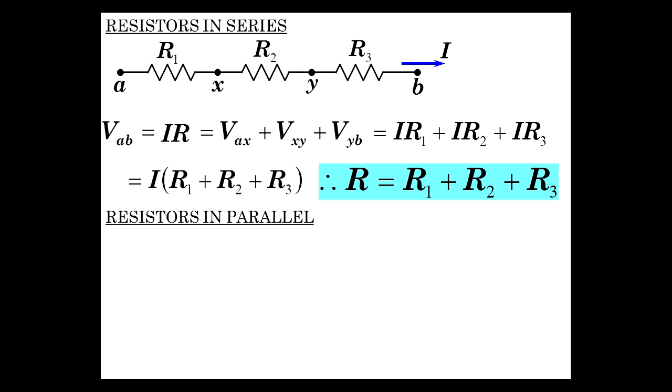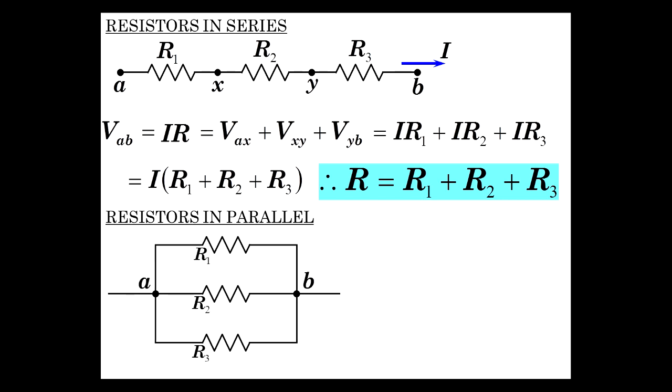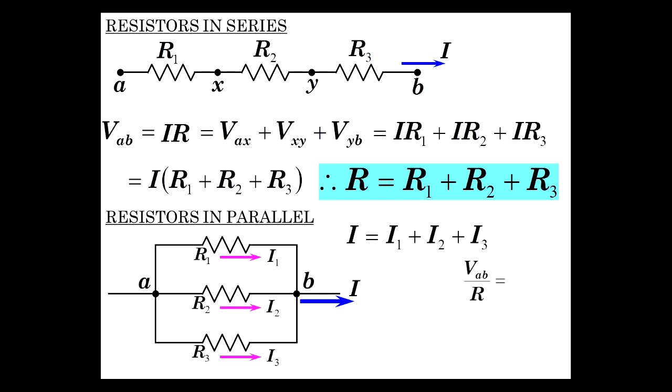Just add them up. And now in parallel you can see that they have multiple paths for current to flow. The current has options. It comes into A and says, well, I can go this way, I1, I can go this way, I2, I can go this way, I3. And you will notice that there's a potential here and a potential here at B. So the potential difference between A and B is the same for each one of these three resistors. So each one has the same voltage across it. Resultant current is the addition of the three. So I is equal to I1 plus I2 plus I3.